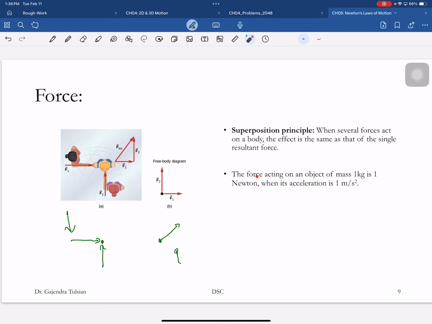So the force acting on an object of mass 1 kg is 1 Newton when its acceleration is 1 meter per second squared. So here's an operational definition of 1 Newton. 1 kg is about 2.2 pounds, and when it's accelerating at 1 meter per second squared, the force on it is 1 Newton.